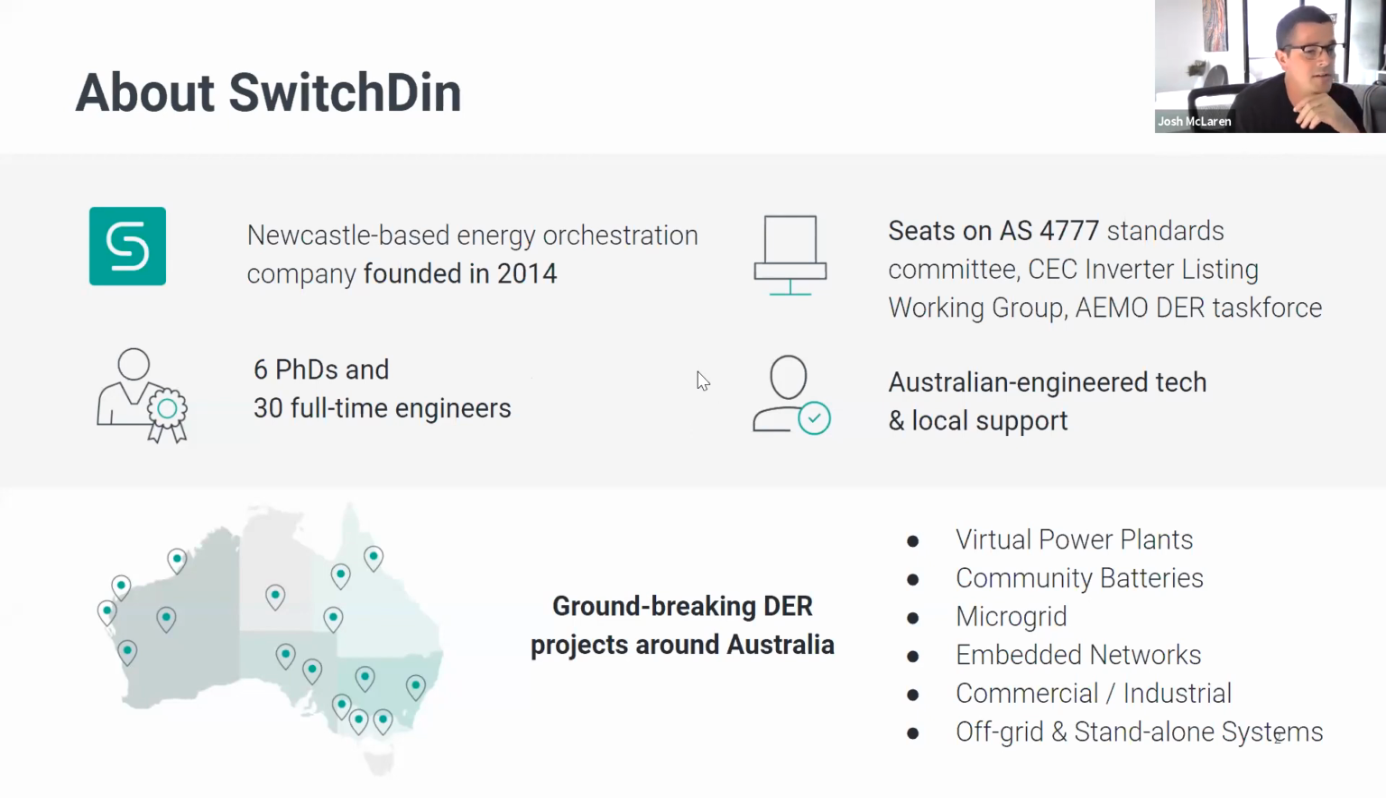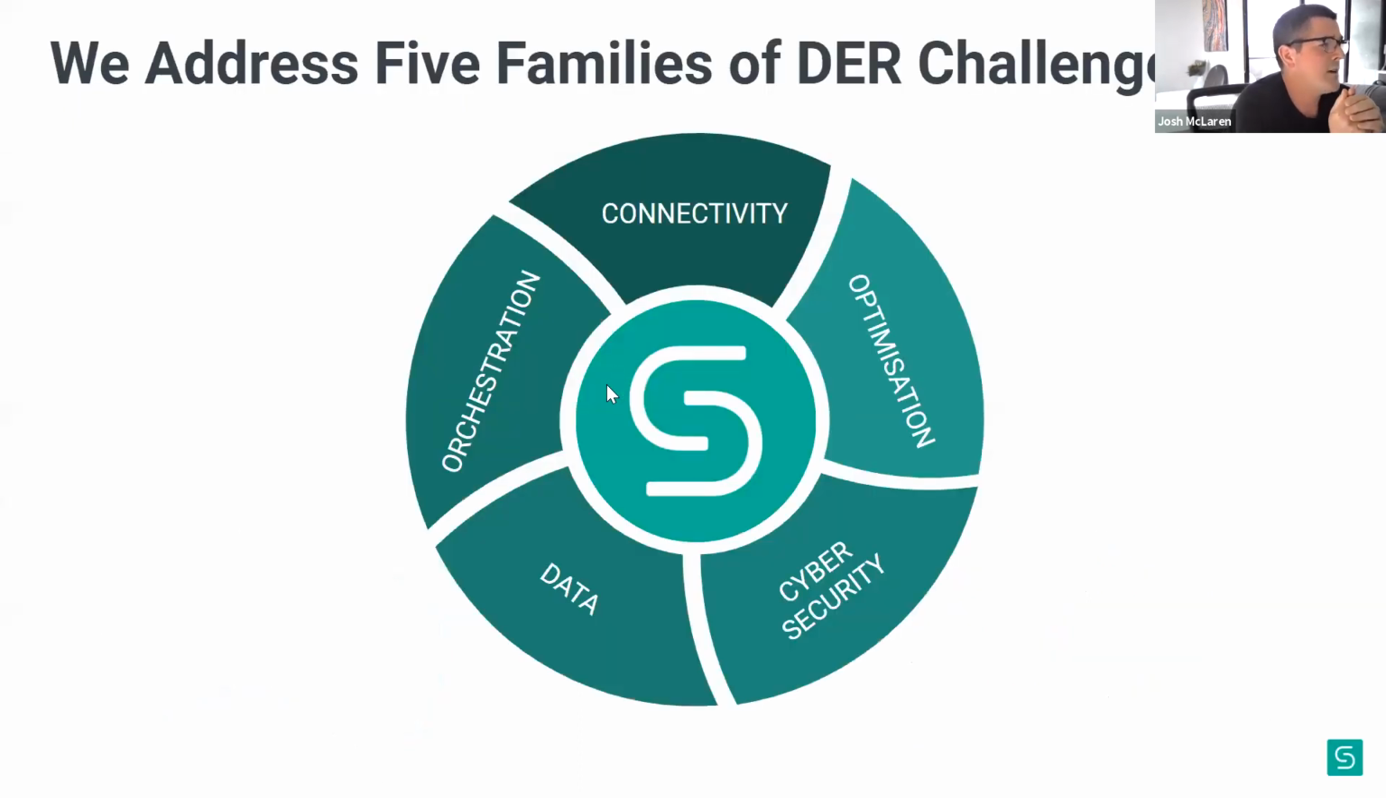Another important thing to note is that all of our support is based in Australia as well, so we're an Australian technology platform. We address the 5 families of DER challenges. Connectivity is obviously a crucially important one. Orchestration for things like virtual power plants and a raft of other applications. Optimization to really get the most out of these assets in an aggregated way. The big data that we can pull from these assets, and something which is going to become more and more important over time is cybersecurity. So we address all of these 5 key challenges.